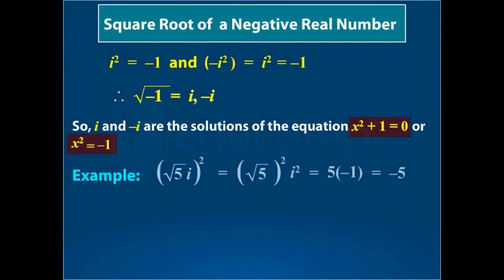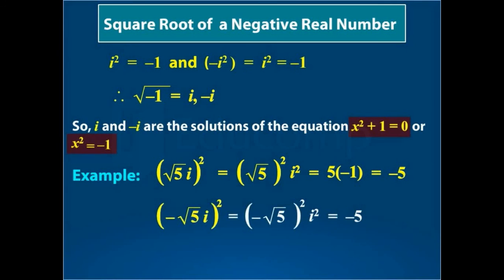For example, square root 5 i whole square is equal to square root 5 whole square into i square. This is further equal to 5 into minus 1, which gives minus 5. Also, minus square root 5 i whole square is equal to minus square root 5 whole square into i square. This is also equal to minus 5. Therefore, square root of minus 5 is equal to square root 5 i and minus square root 5 i.